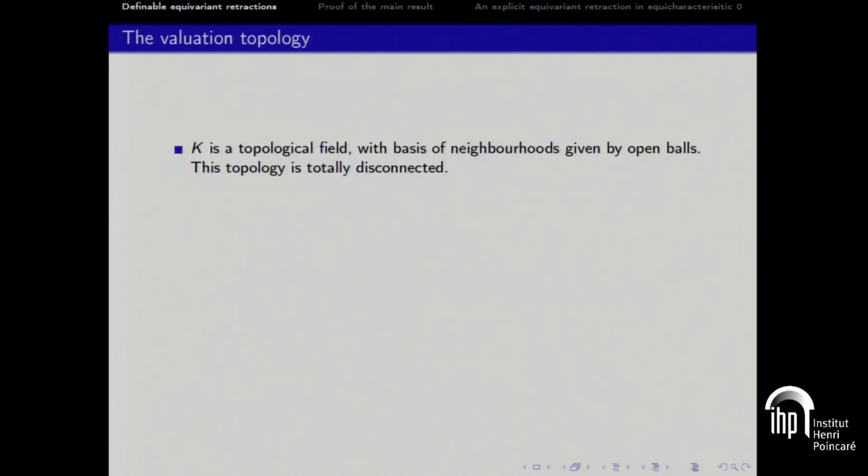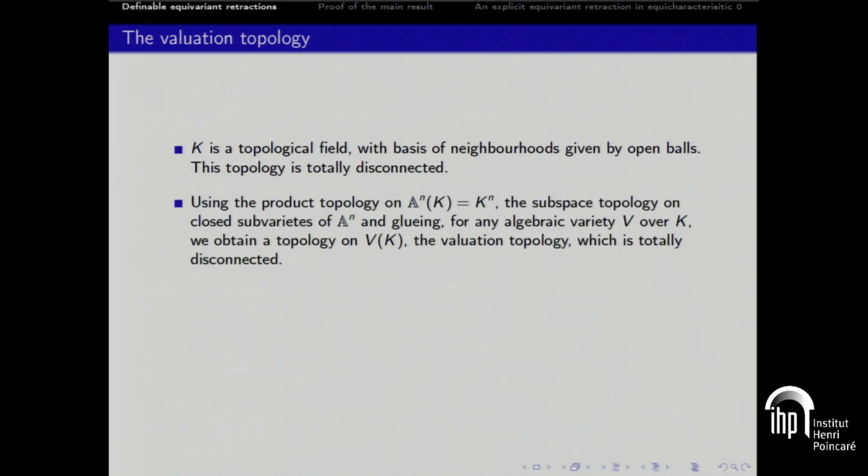Okay, good. Valuation topology. Any valued field is a topological field. You just take, it is confusing terminology-wise, as basis of neighborhoods either open or closed balls, it doesn't matter, they're both clopen in the valuation topology. And this topology is totally disconnected. Now, for any variety, you can do the same. On affine n-space, you take the product topology. On subvarieties of affine n-space, you take the subspace topology, and then you glue. In this way, you obtain a unique topology on the K points of a variety. This is called the valuation topology, which is also totally disconnected. So it is not so useful for, I don't know, looking at fundamental groups or whatever you want to do. The topology is not so nice.